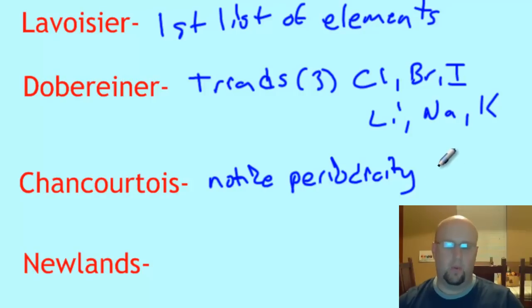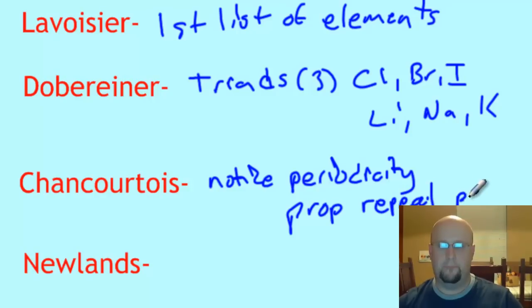Okay? Now, periodicity is pretty much what it sounds like. It means that he notices that properties repeat themselves periodically. Now, what does that mean? That means that, like, every 8 elements or every 15 elements or every 12 elements or something like that, it's a consistent number. And we'll see that a lot of it has to do with 8 here in a little bit. But the properties repeat themselves periodically.